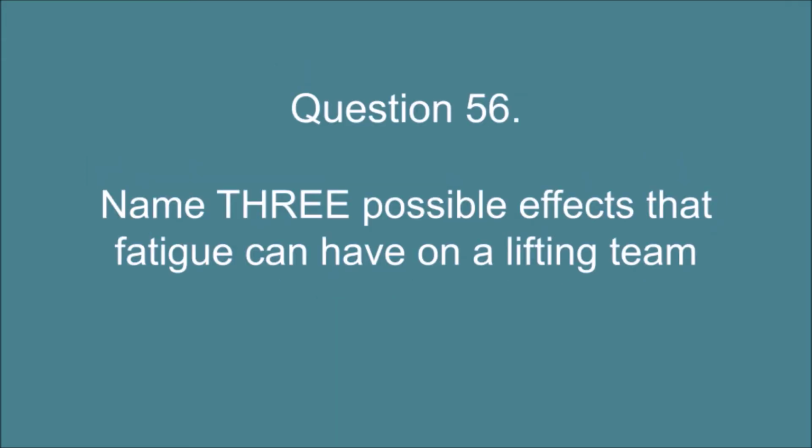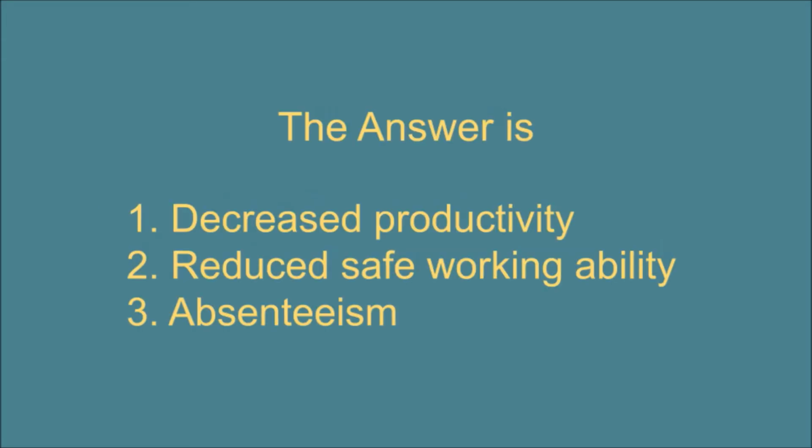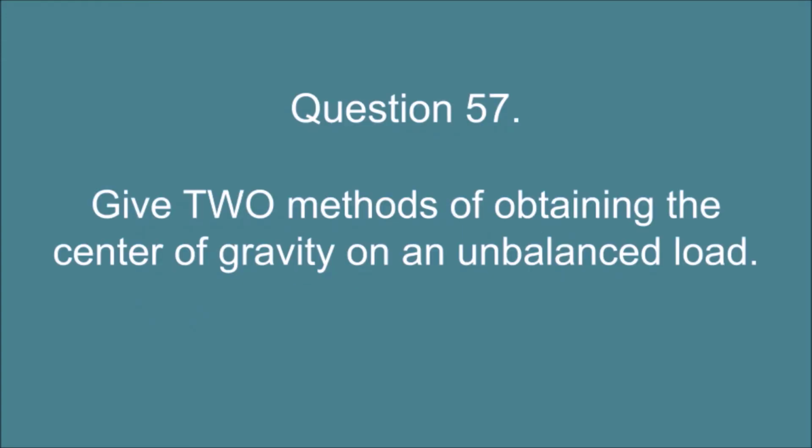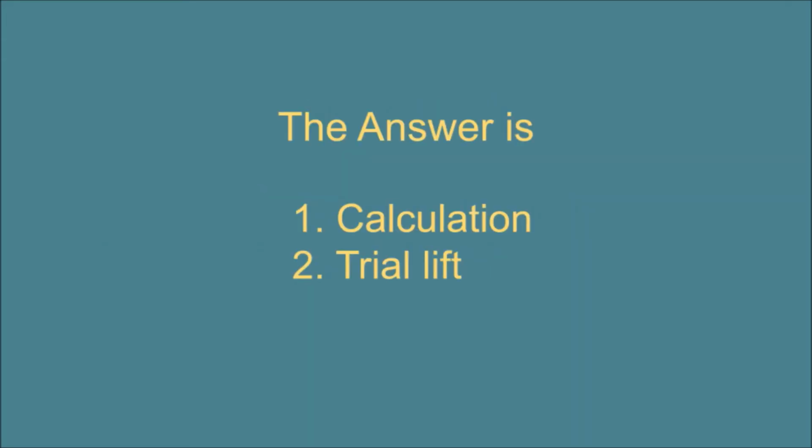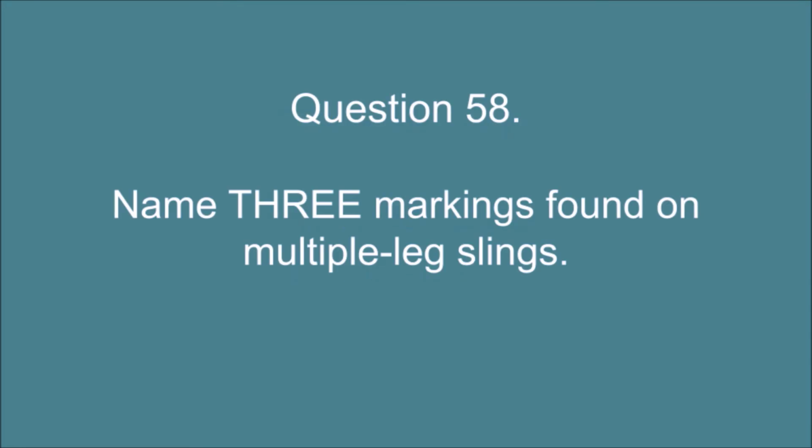Question 56. Name 3 possible effects that fatigue can have on a lifting team. The answer is: 1. Decreased productivity. 2. Reduced safe working ability. 3. Absenteeism. Question 57. Give 2 methods of obtaining the center of gravity on an unbalanced load. The answer is: 1. Calculation. 2. Trial lift.